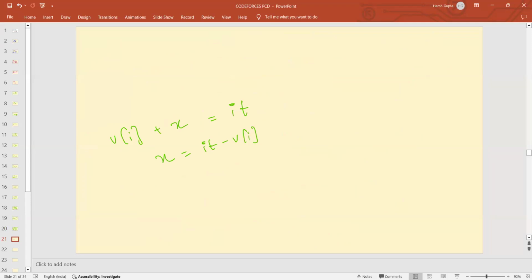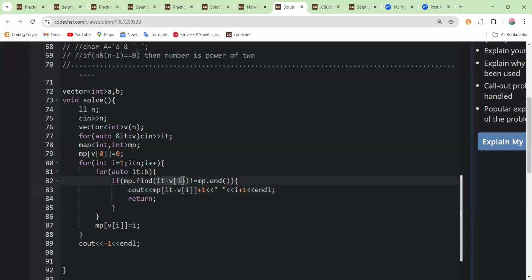So I will check whether my map contains it minus v of i. What is the syntax? mp dot find it minus v of i is not equal to mp dot end. If that is the case, then the index of it minus v of i and this particular index i form a valid pair. Since I need to output the answer in one-based indexing, I output mp of it minus v of i plus 1 and i plus 1, and simply return from here because I have got a valid pair.